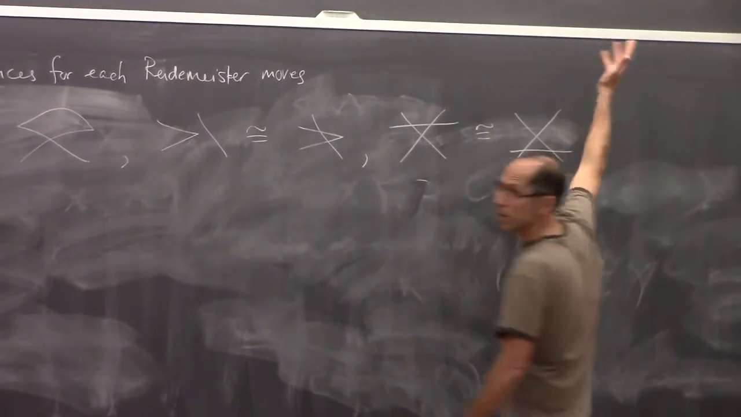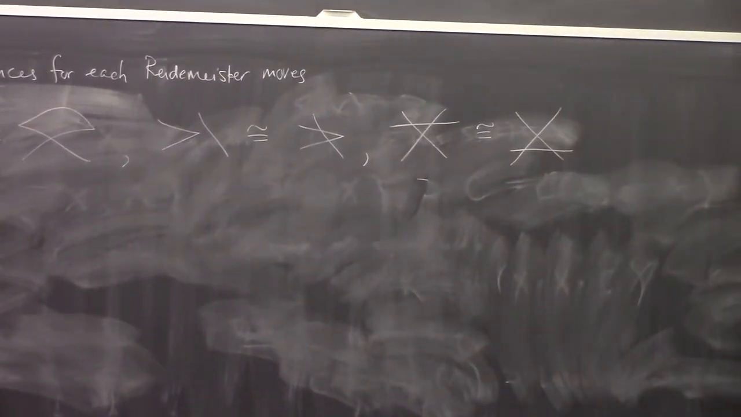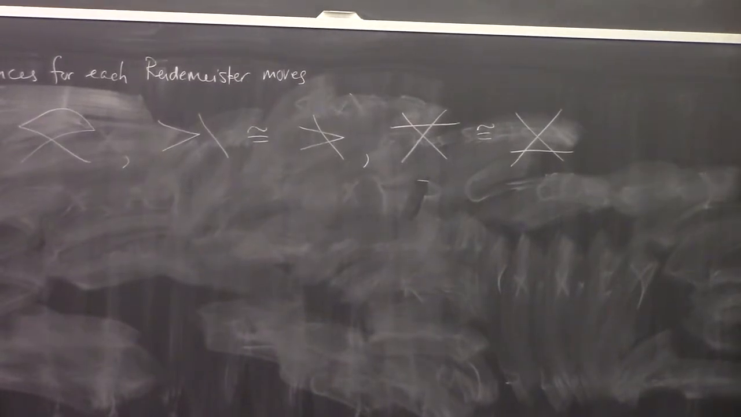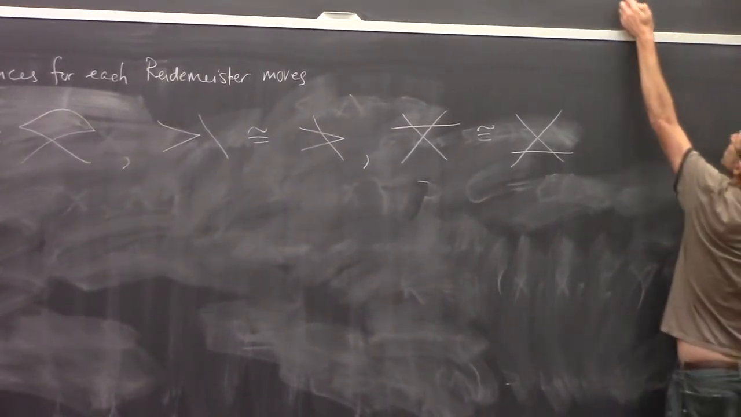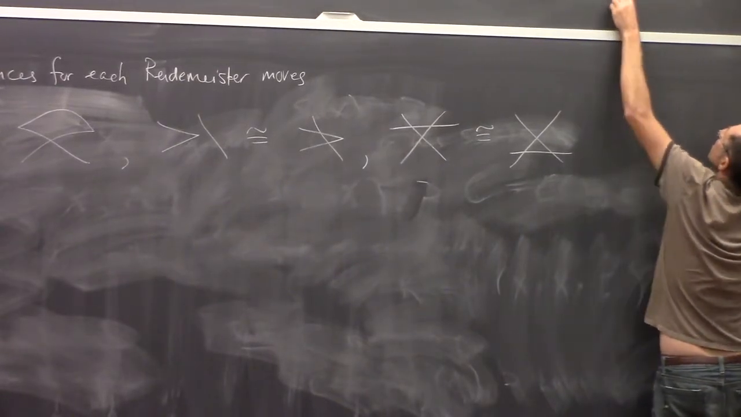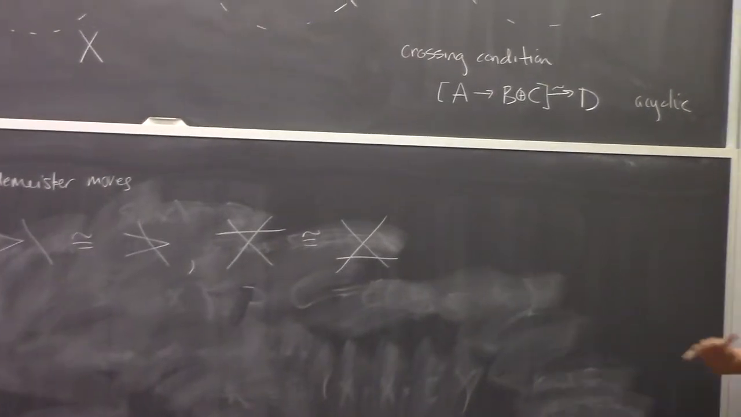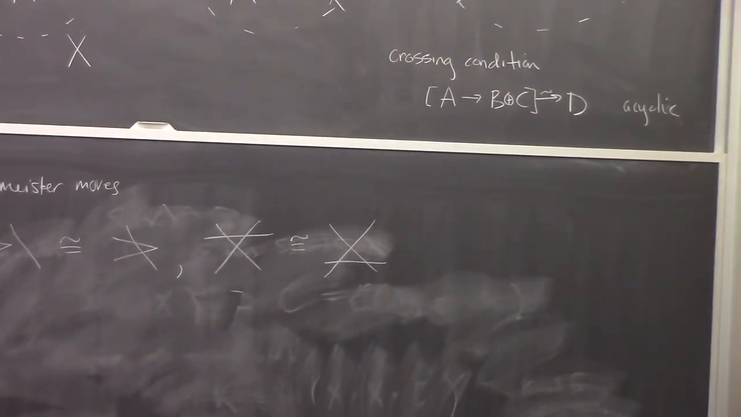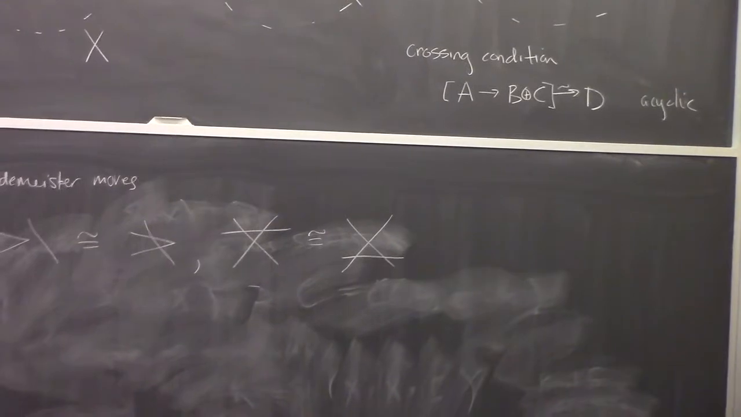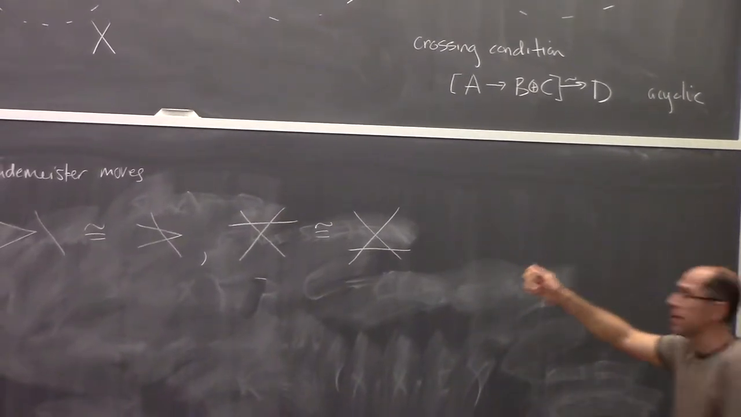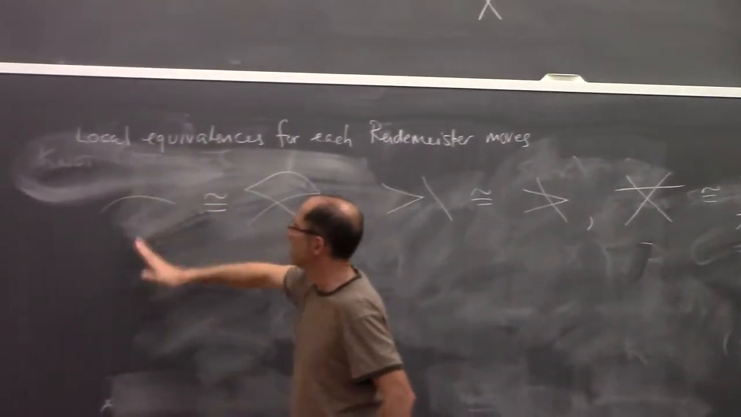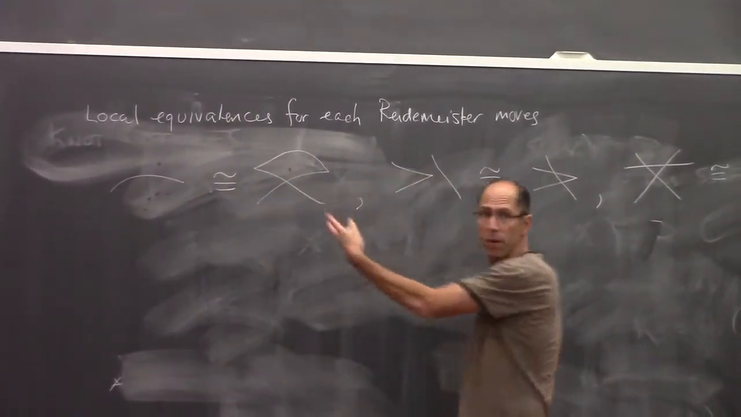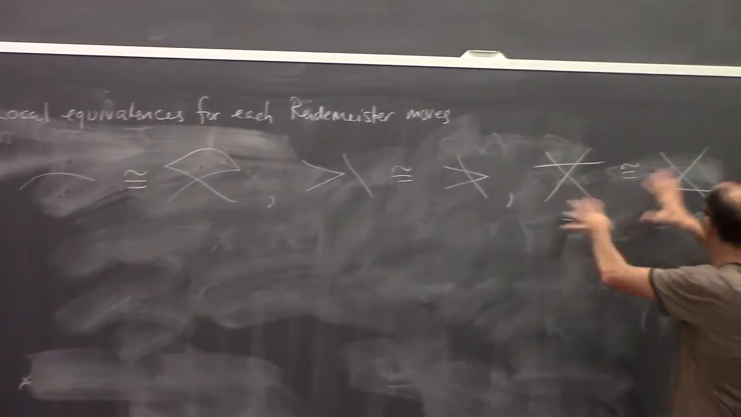Because of the crossing condition, what that says is that if you know A, B, and C, D has to be the cone of A, B, and C. The fact that this is acyclic means that this is an isomorphism as objects, as complexes. So you can fill in D. You know this region and that region and the map between them. You can fill in what has to go in there, and that works pretty much all over.